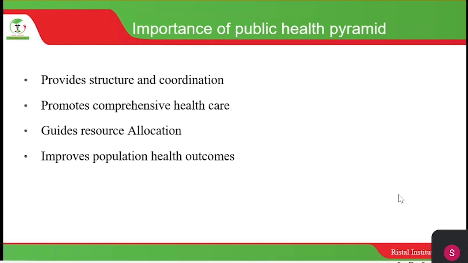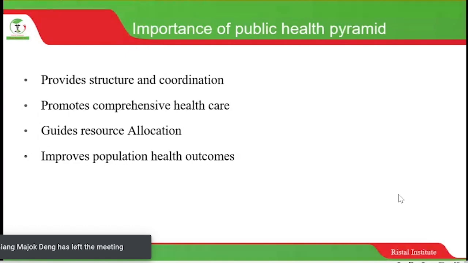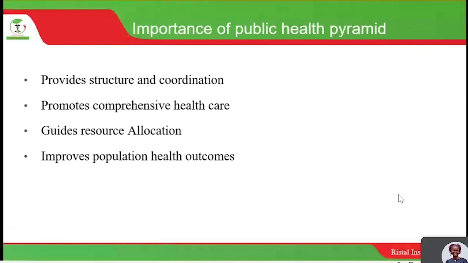So comprehensive health care looks at someone as a whole when they say holistic care, whereby there is prevention, treatment, and rehabilitation. It looks at the patient in a holistic way as a whole, starting from prevention to rehabilitation.